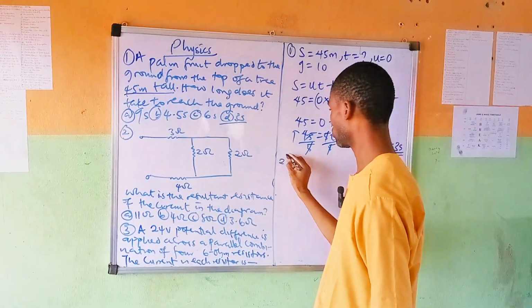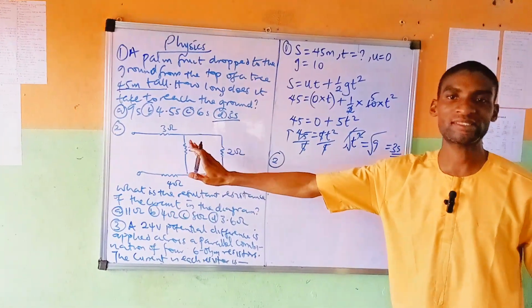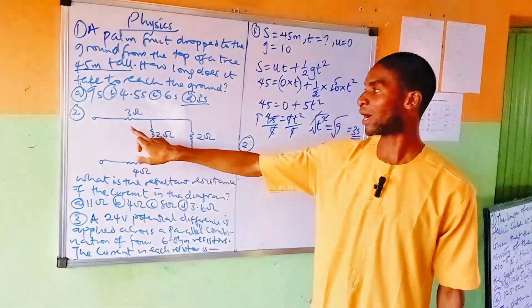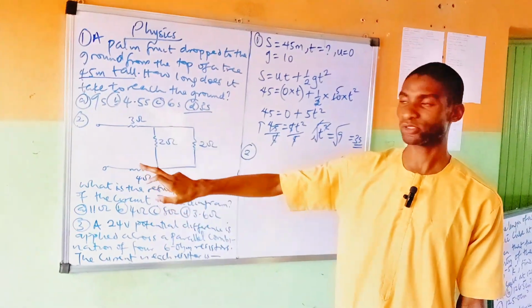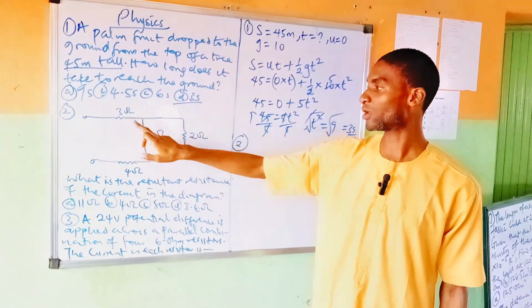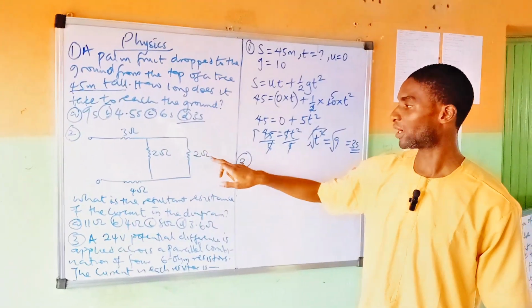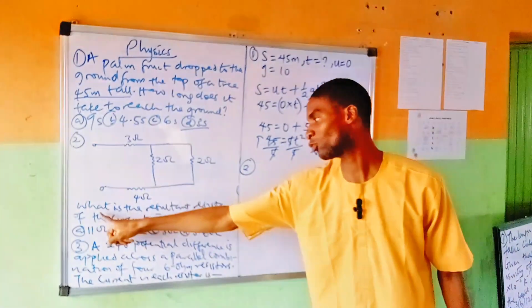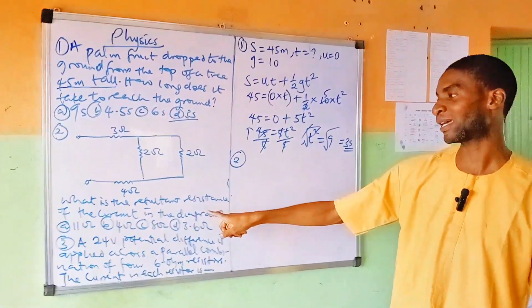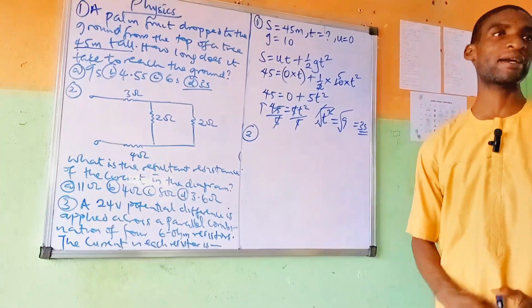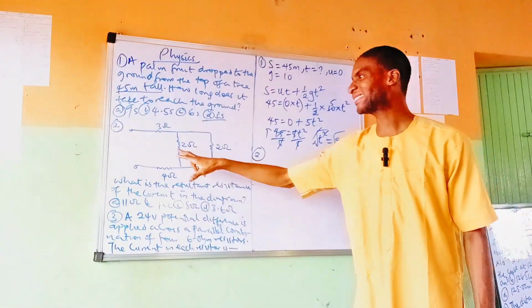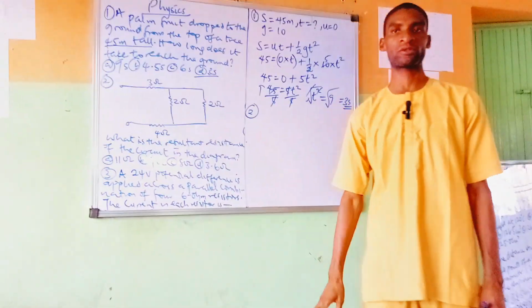Number 2. Now, this is a circuit. And in this circuit, you have 4 resistors. You have a 3 ohm resistor, you have a 2 ohm resistor, another 2 ohm resistor, and a 4 ohm resistor. And the question says, what is the resultant resistance of the circuit in the diagram? The question is simply saying, what is the effective resistance in this circuit?